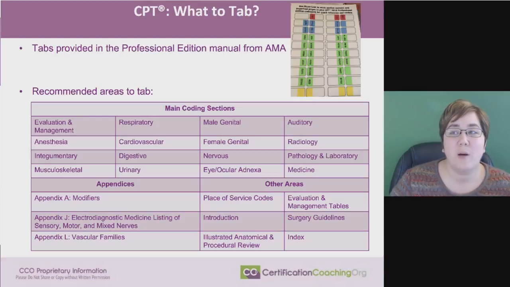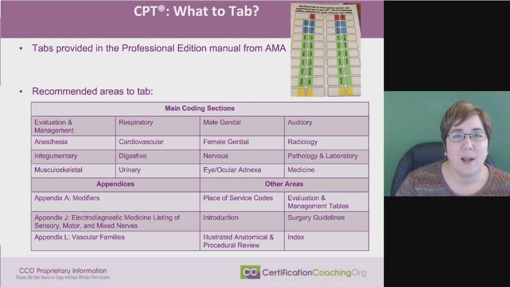So let's start out with, okay, if I'm going to tab CPT, right, I'm going to tab my new CPT manual, where should I put my tabs? What areas should I tab? Well, I put a list of the main areas that I recommend you tab in a CPT manual. Really, it's the main sections of CPT, right? So I put a tab where the evaluation and management section is. Put a tab where anesthesia is.